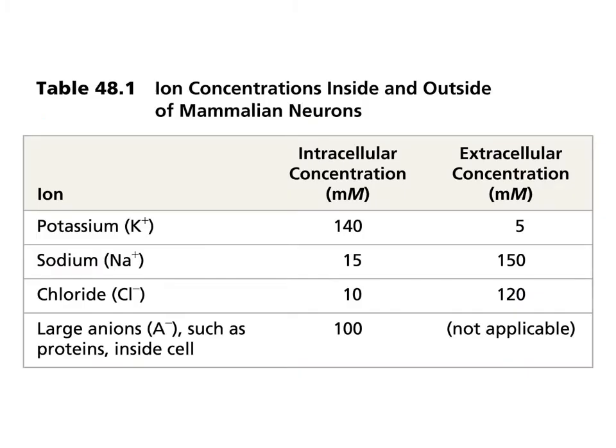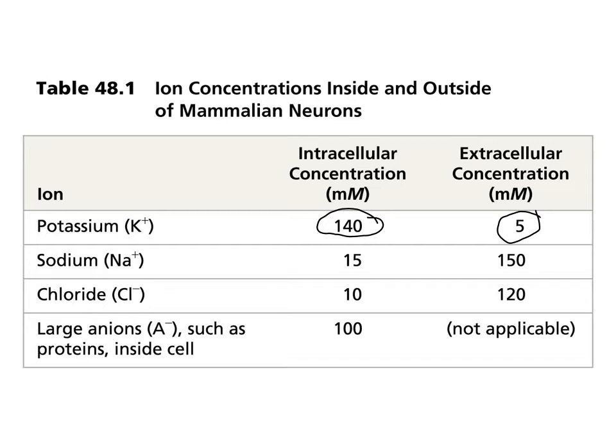Here are the ion concentrations inside and outside mammalian neurons. So let's take a look. When I said potassium is kept inside, look at the enormous number, 140 millimolar. And look at outside, it's only 5 millimolar. So that's a lot of energy being spent in active transport, keeping that much concentration of potassium inside the cell. Because it really should be balancing what is outside the cell.